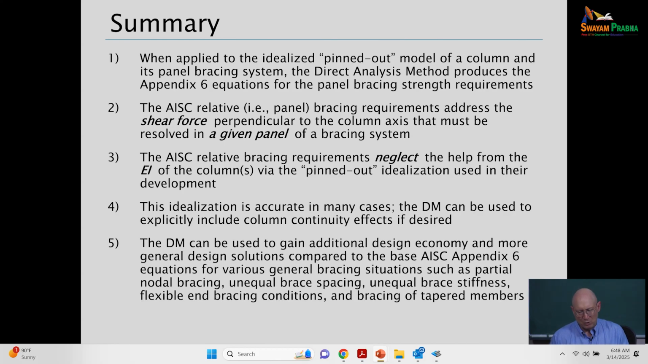We can use the direct analysis method if we've got more complex bracing cases, to move beyond what we can do with just the Appendix 6 equations themselves. So I want to go to Consteel here, and let's work through an example in Consteel. Try to pull it up on your screen so we can work with it together.